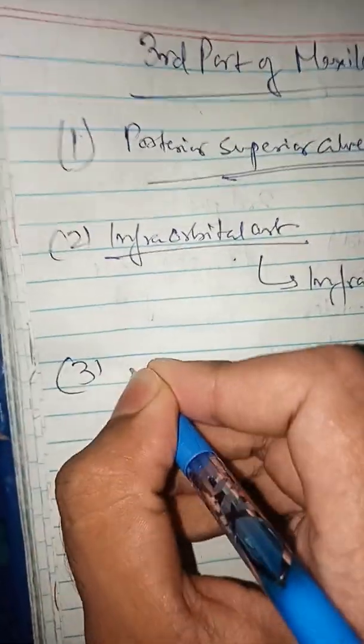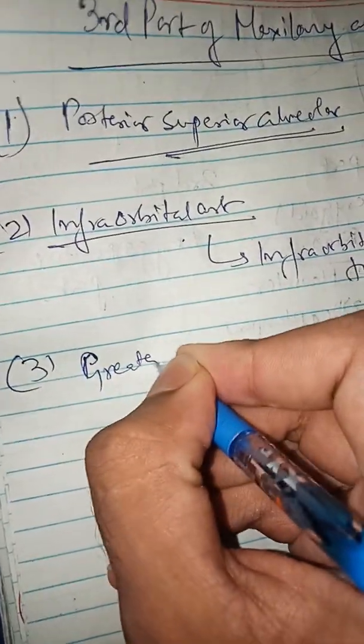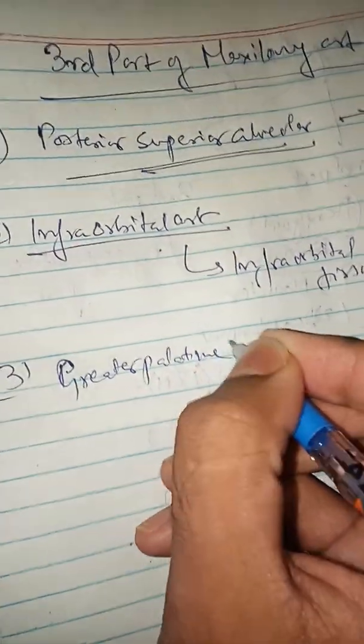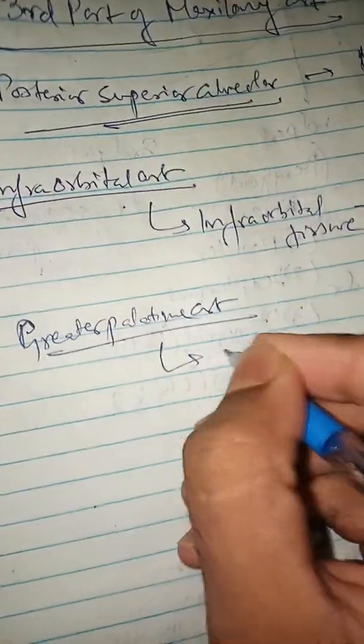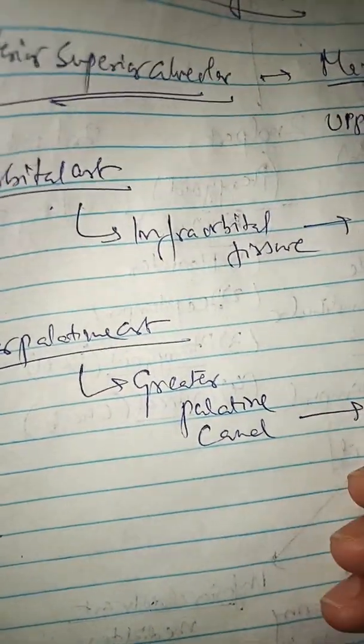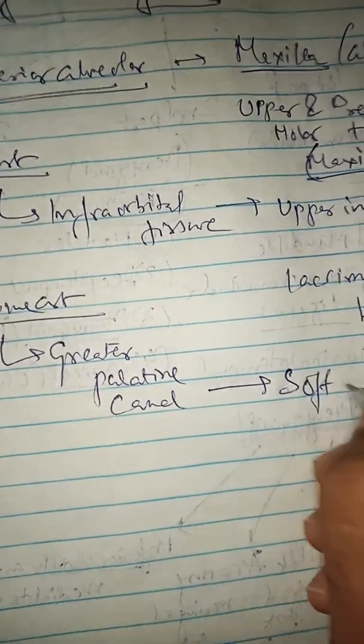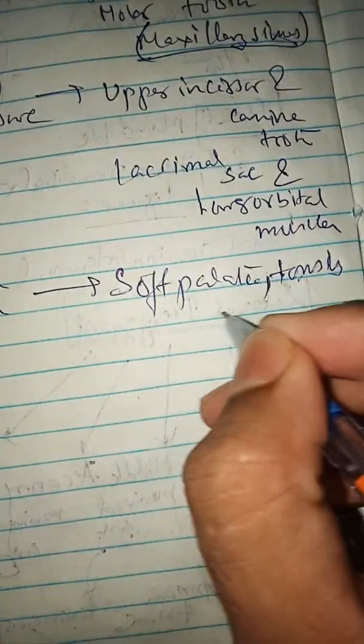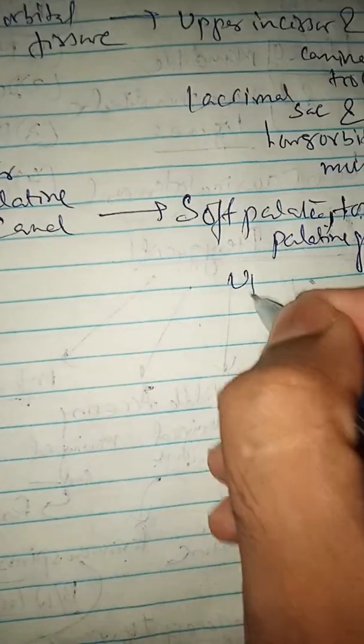Third is the greater palatine artery. It enters the greater palatine canal and gives blood supply to the soft palate, the tonsils, the palatine glands, and the upper gums.